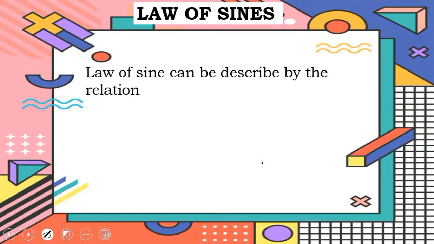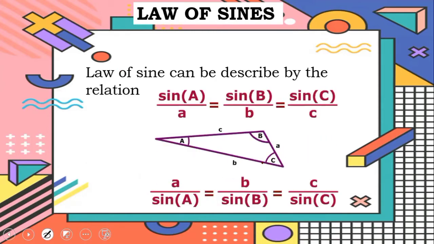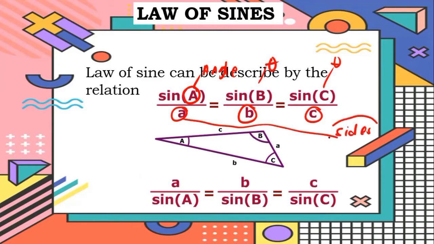The law of sines can be described by the relation sine A over a is equal to sine B over b is equal to sine C over c, where the capital letters stand for the angle or theta. Angle or theta is just the same. And the small letters a, b, c correspond to the sides of a triangle opposite to the given angle. Side a is opposite to angle A, b is opposite to angle B, and c is opposite to angle C, as illustrated in the triangle below. This formula can also be written in an inverse form: a over sine A, b over sine B is equivalent to c over sine C.